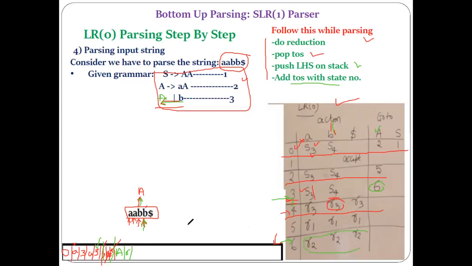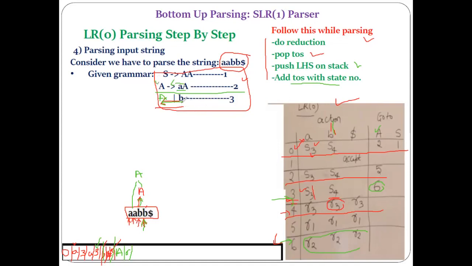Now R2. Reduction is what? R2 means the second production number here. Here you can see AA will be reduced to A. So first we do the reduction. Which AA? This small a and this capital A will be reduced to A. Then pop the top of the stack. Here you are reducing 2 symbols to 1 symbol.